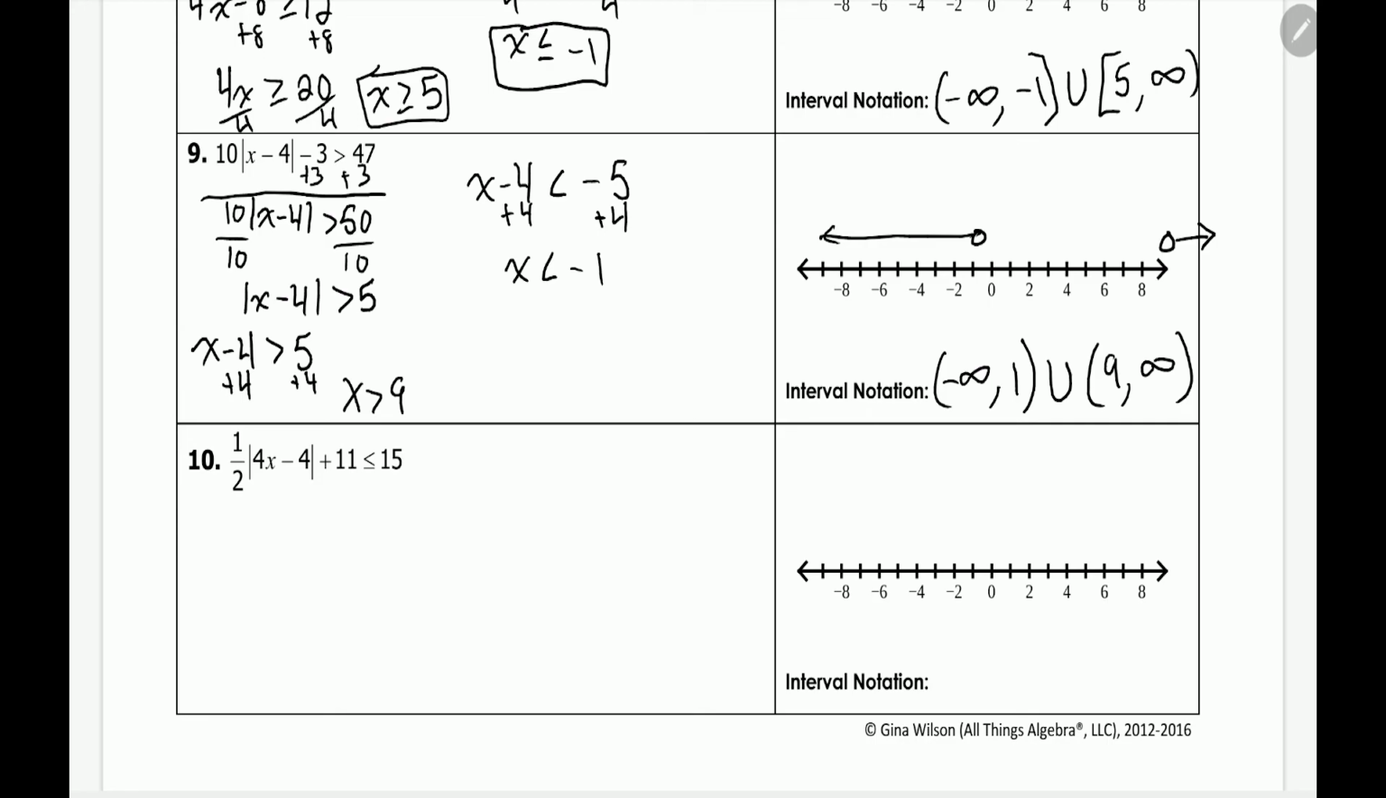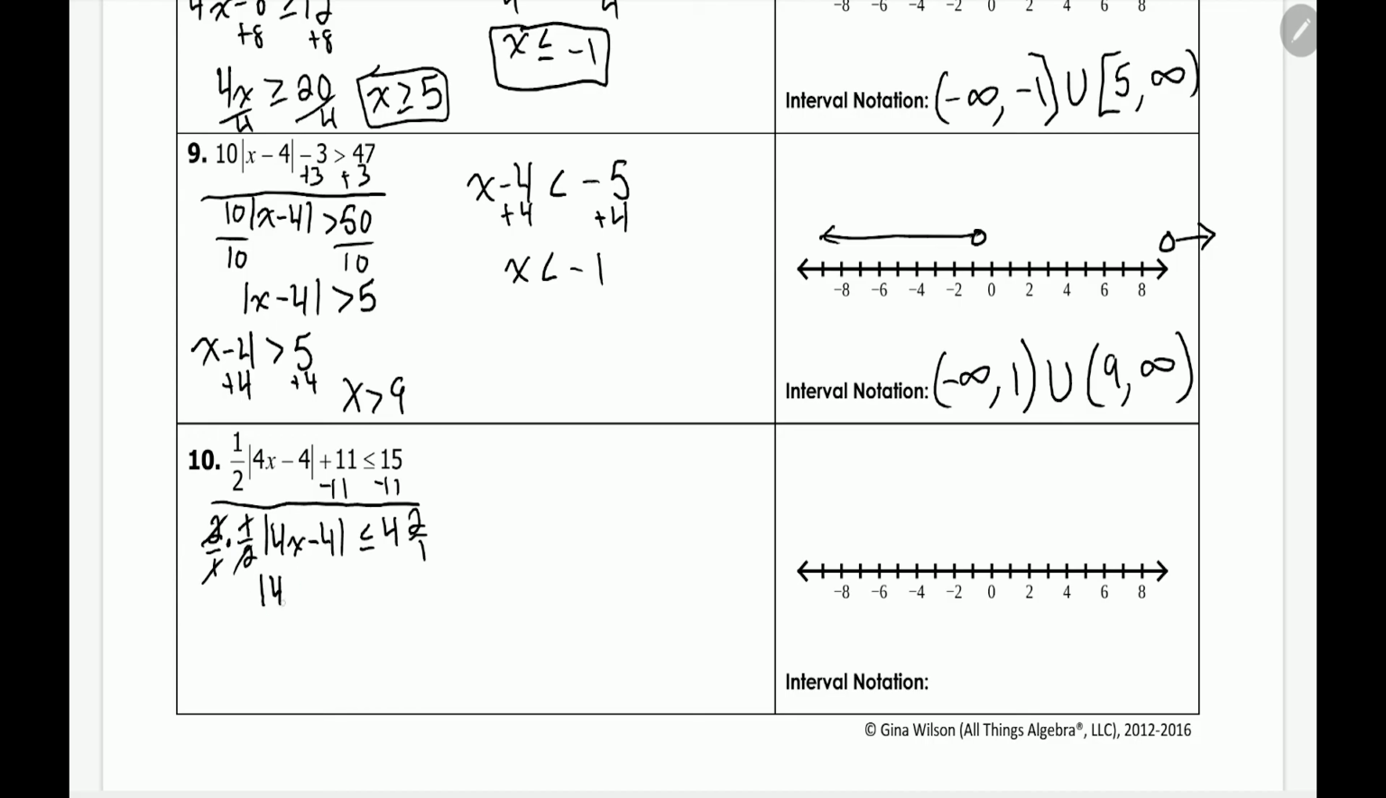Let's try number 10. We have 1/2 the absolute value of 4x minus 4 plus 11 is less than or equal to 15. First step, we have to get rid of the 11, so we're going to subtract 11 from both sides. We have 1/2 times the absolute value of 4x minus 4 is less than or equal to 15 minus 11, which is 4. Now, to get rid of this fraction, we're going to multiply by the reciprocal. So we're going to multiply by 2 over 1 on both sides. So 2 on top, 2 on bottom, 1 on bottom, 1 on top.